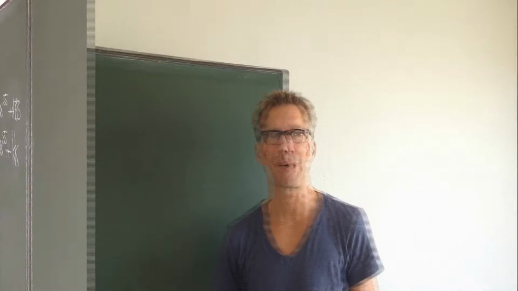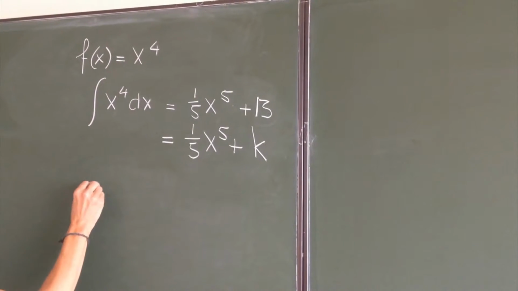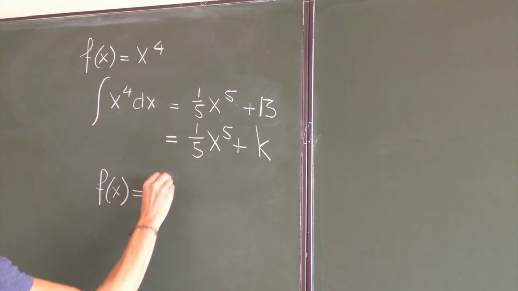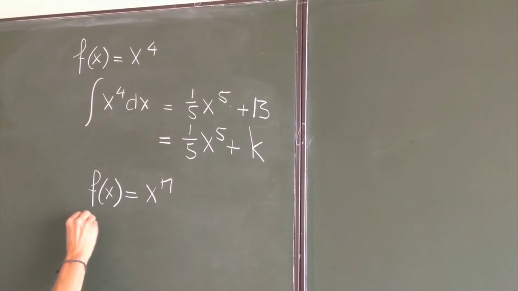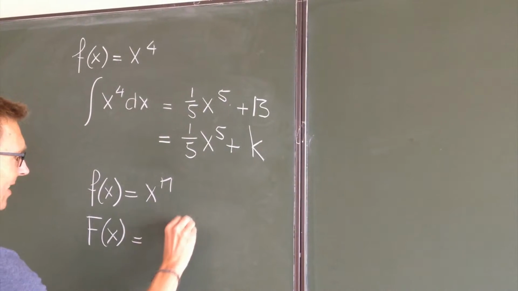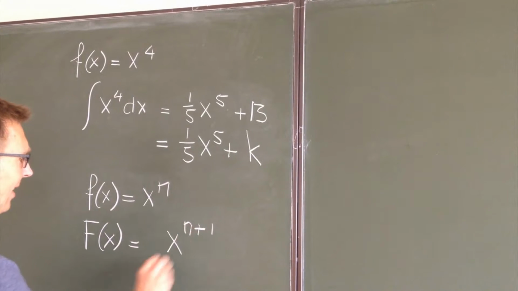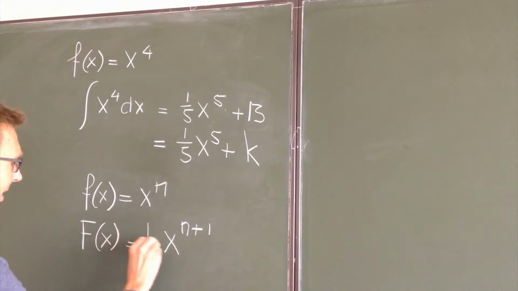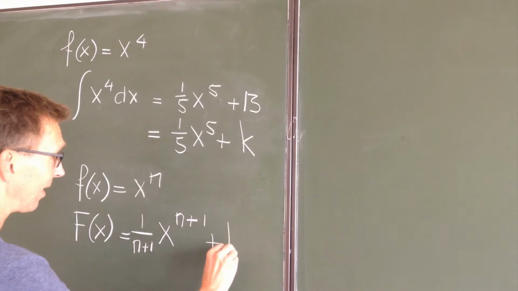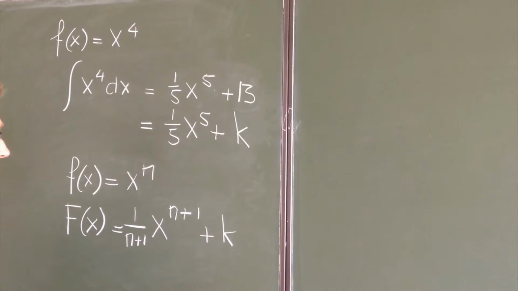You've just seen one of the main rules in integration. That rule is, if your function is a power function, x to the power n, then the primitive is also a power function. The power of the primitive is one higher, n plus 1, and you also have to divide the result by this n plus 1. And don't forget to always add an integration constant k.